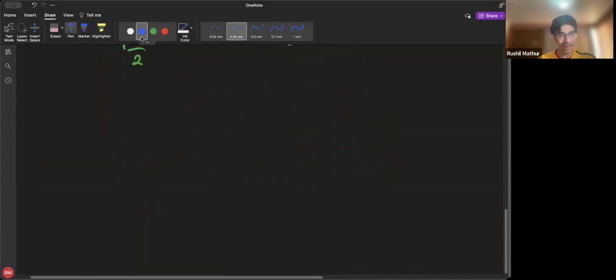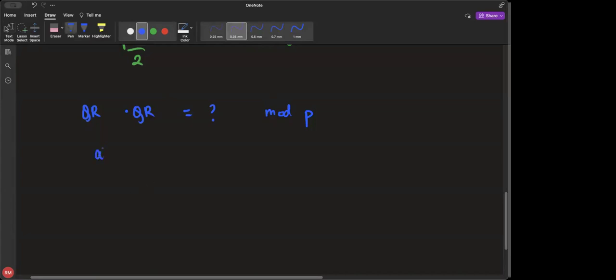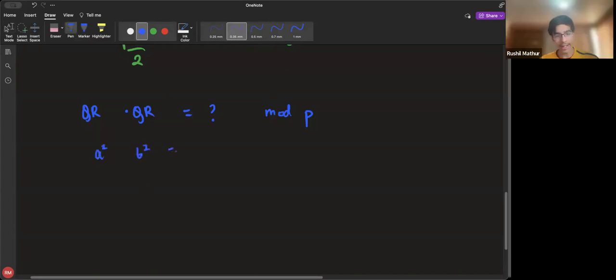But let's get into some interesting questions actually. So this is just meant to highlight an interesting property of QRs. So what happens when you multiply two QRs mod p? Will you get a QR or an NQR? This one is reasonably easy. You'll get a QR. Yeah, because if this is a squared and this is b squared, then you just get ab whole squared, which is some number squared.